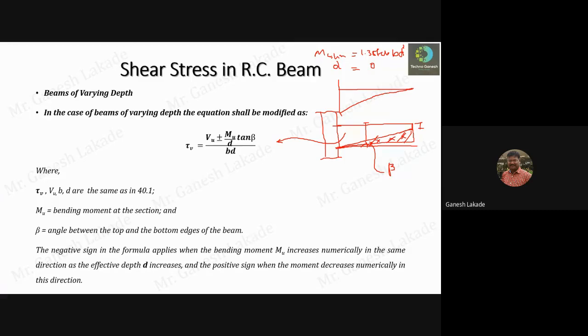The negative sign in the formula applies when, because here you use these two signs, plus minus, so when to take the negative and when to take the positive? This negative sign can be used when the bending moment MU increases numerically in the same direction as the effective depth D increases, and the positive sign when the moment decreases numerically in this direction. What does that mean? Let us take the same cantilever example and look here.